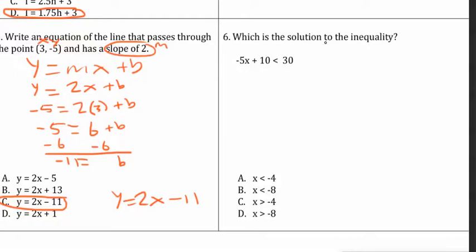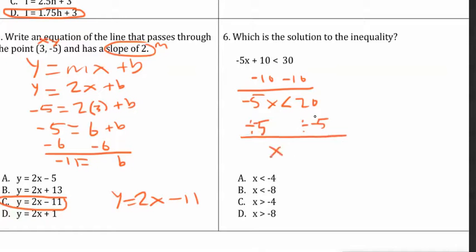Alright, number 6. Which is the solution to this inequality? Well, this is just like an equation. I can solve it. I want to get x by itself, so I'm going to subtract 10 from both sides. Negative 5x is less than 20. And then I'm going to divide both sides by negative 5. 20 divided by negative 5 is negative 4.